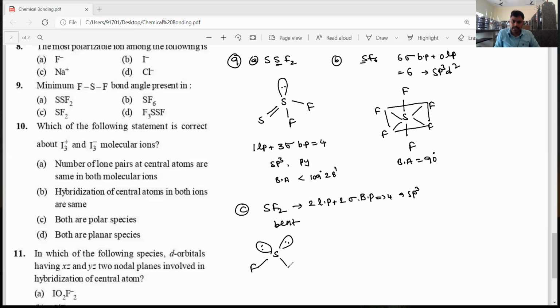Fluorine atoms being like this. That's why its bond angle is less than 109 degrees. Bond angle is less than 109.28. And let's see the D option, dear students. The D option is SF4.